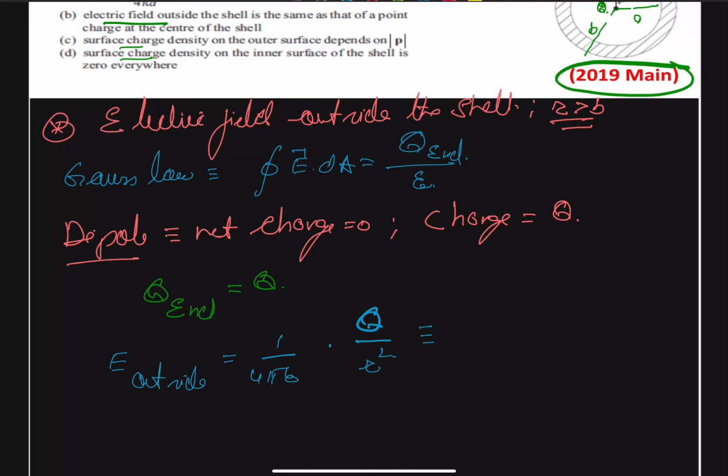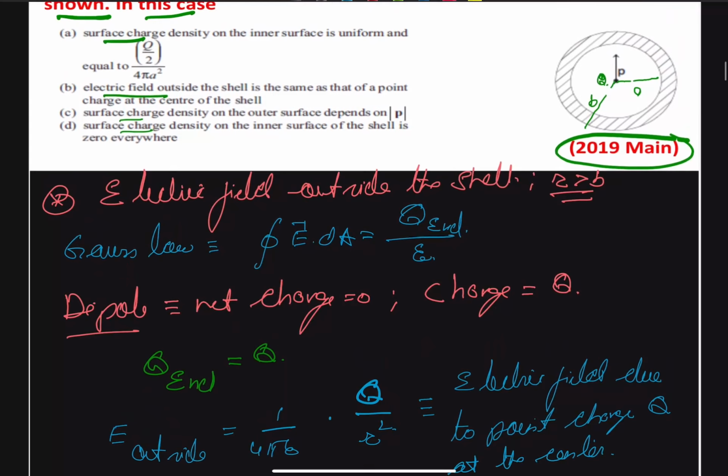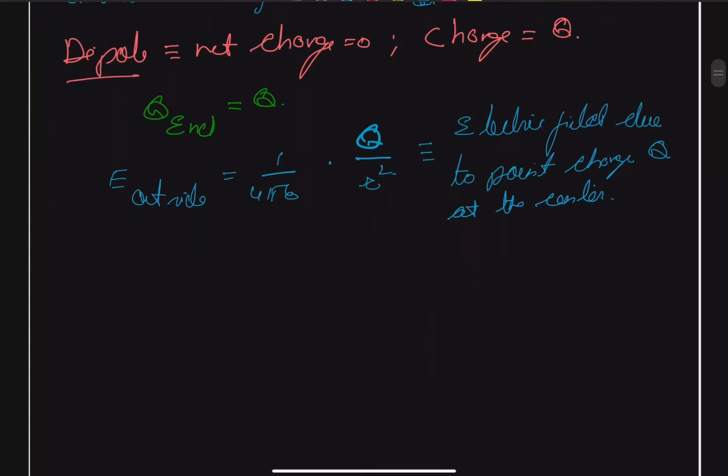Okay, so we can say this is the electric field due to a point charge, and the point charge is our Q at the center. So therefore option B is correct. Option B is correct.